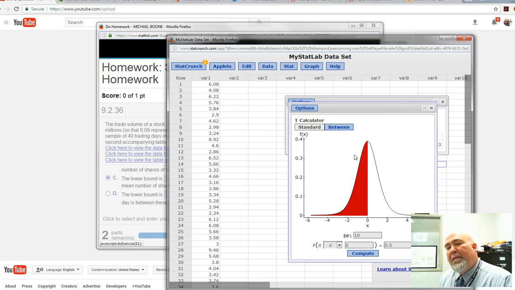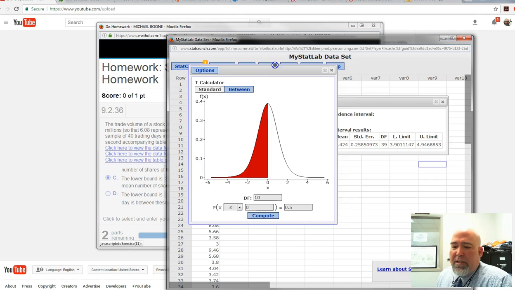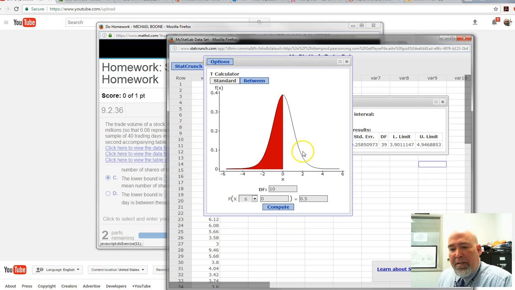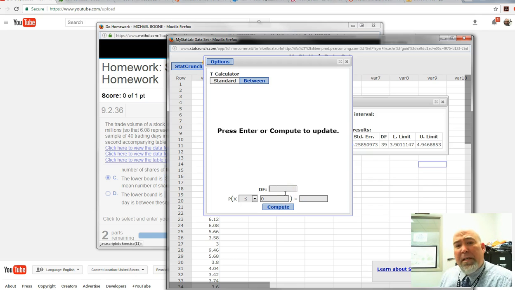depending on the sample size, and if we don't know certain things about the distribution or the population, we don't know the population standard deviation, or maybe we don't know if it's normal or not, we can use this T calculator. It's very similar to the normal calculator, except we need to know degrees of freedom, which is only your sample size minus 1. So if I had a sample size of 20, my degrees of freedom would be 19. So we're just subtracting 1.